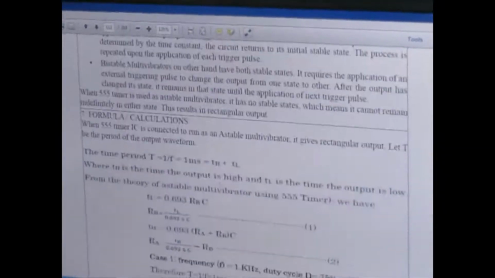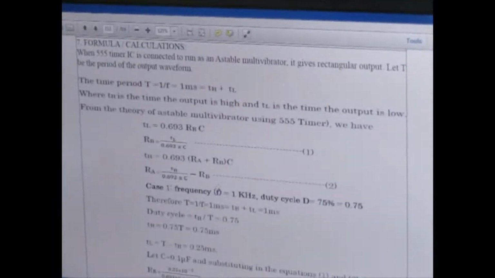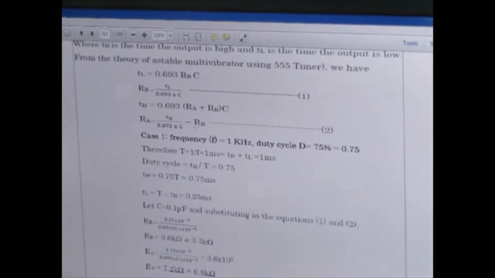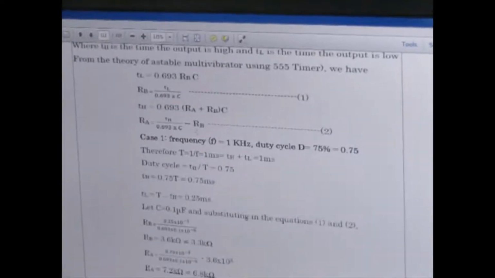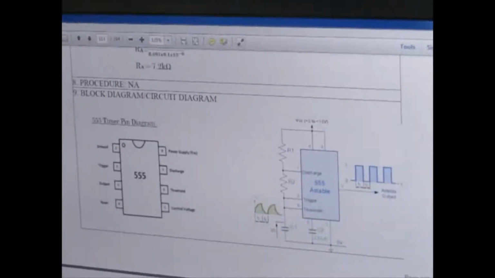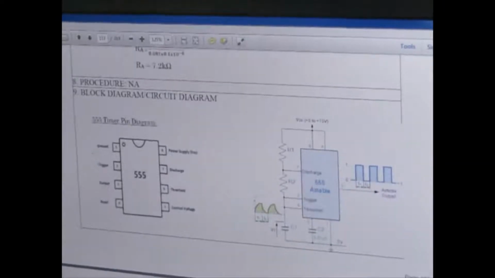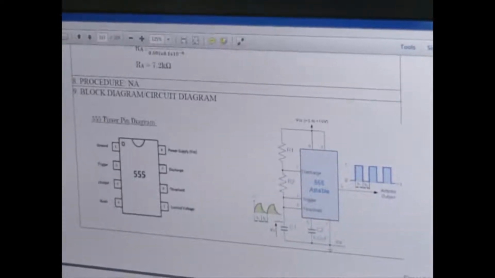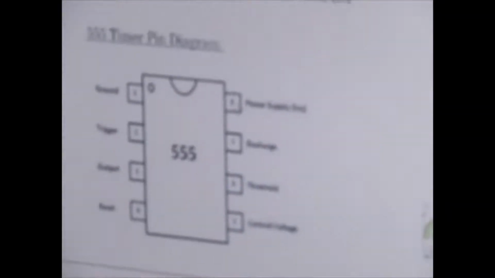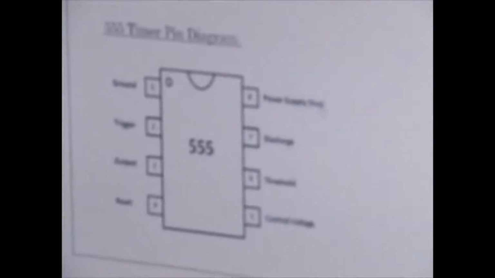In the previous video we saw the formulas, calculations and the design part, so that we can identify the resistance values for R1, R2, and the capacitance values for the capacitors, C1 and C2. We also saw the pin diagram of the 555 IC: pin 1 is ground, 2 is trigger, 3 is output, 4 is reset, 5 is control voltage, 6 is threshold, 7 is discharge and 8 is power supply, or you can say plus VCC.